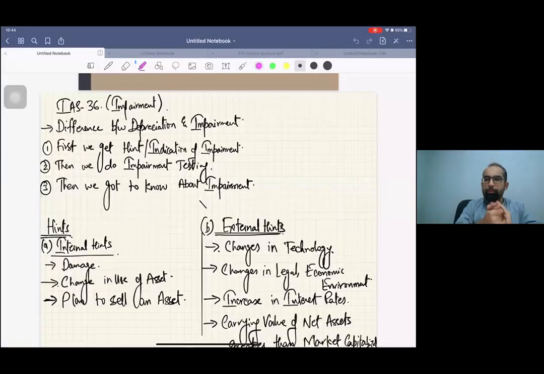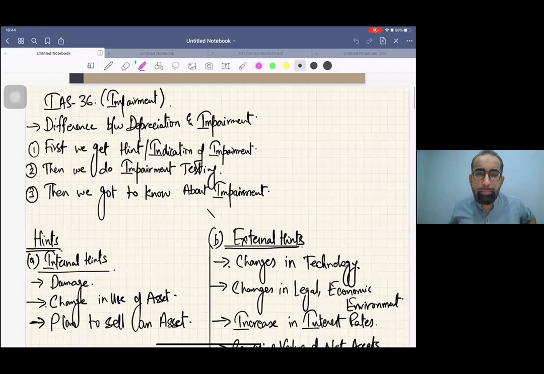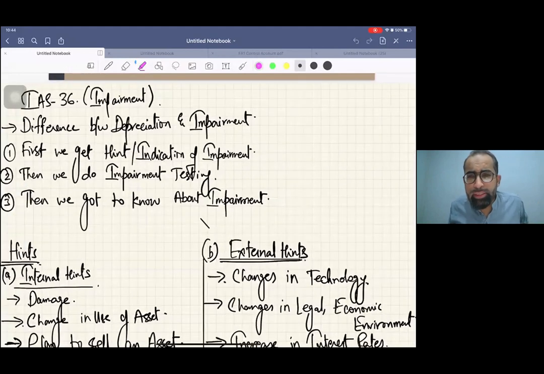Okay, so today we are starting our discussion with the IAS 36 impairment. You might have studied this IAS 36 in your basic F7 or previous papers, but in this advanced level, it is a bit advanced, obviously. So the first thing is, what is the difference between depreciation and impairment?